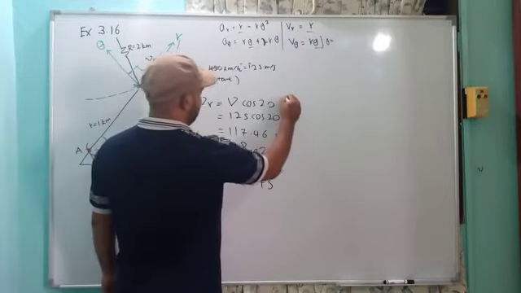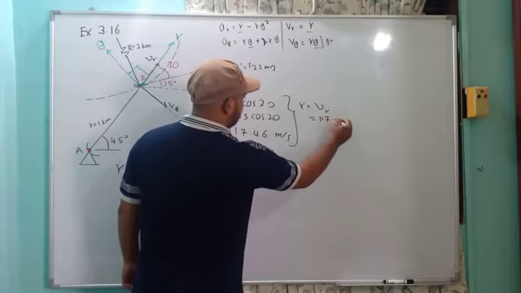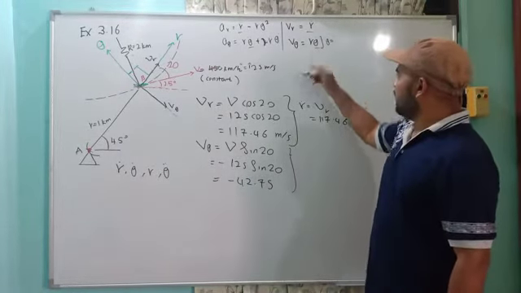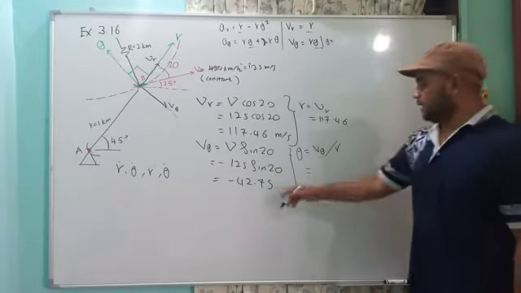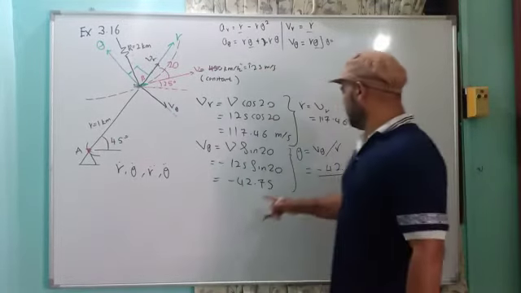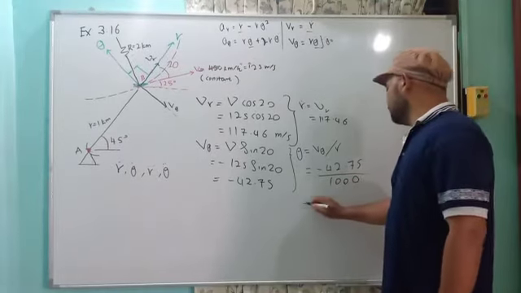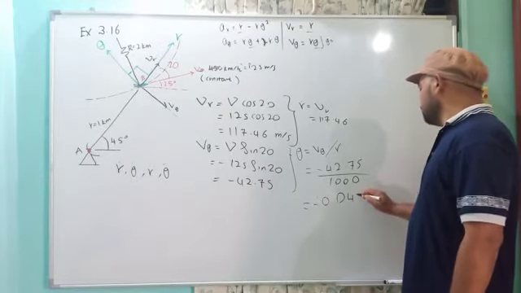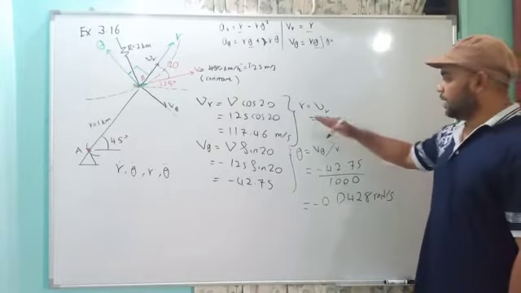Now we want to answer this question. The R dot from here, I can get directly: R dot equal to VR, equal to 117.46. But for theta dot, taking from here, theta dot equal to V theta divided by R. The V theta is minus 42.75. The R is the distance from A to B, so R is 1000. So the value is negative 0.0428 radian per second. That is for R dot and theta dot.